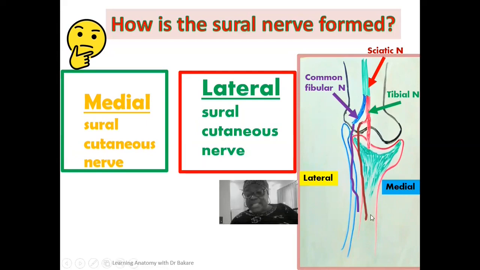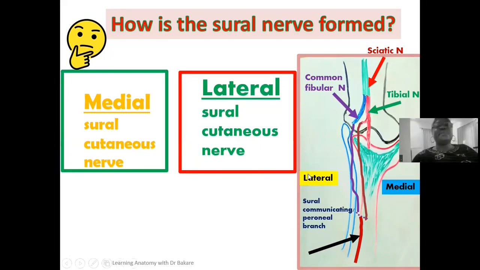So at this point here, you have a sural communicating nerve, which can also be referred to as the sural communicating peroneal nerve. This sural communicating nerve is seen to unite the medial and the lateral sural cutaneous nerves to become the sural nerve. And this is what is seen to be highlighted here in red, of course, arrowed in black. So this is how we have the emergence or the formation of the sural nerve.